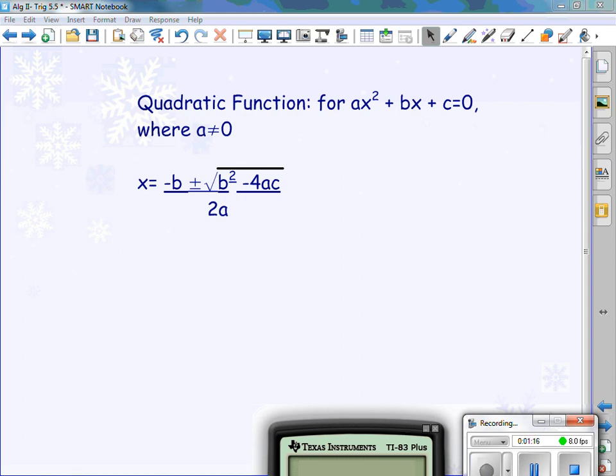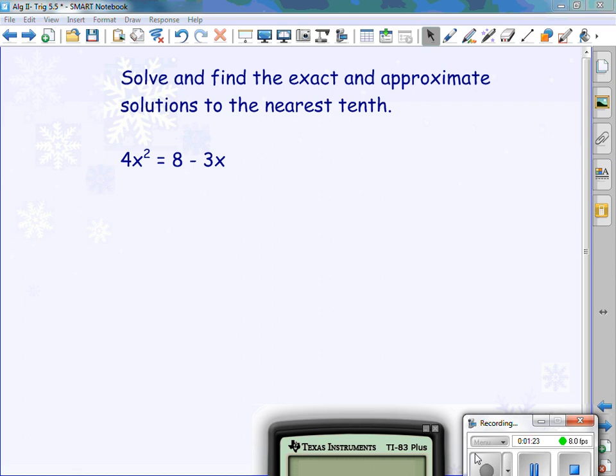We're going to find the exact and the approximate solutions to the nearest tenth for 4x squared equals 8 minus 3x. The first thing I have to do is move everything over. Now, this is where some of you made mistakes on your quiz yesterday. I just can't solve things the way they are. These two things have to be moved over, or this one thing has to be moved over. One of the two. So if I move things over, I have 4x squared plus 3x minus 8 equals 0. So I have my x squared, my x, and my c, just in order.